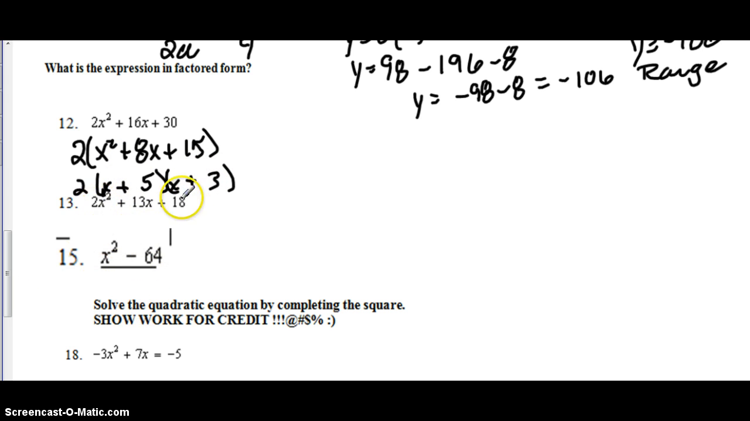The next one here, can we factor anything out right away? No, so we have to multiply the head times the butt, find factors equal to gut. So we need to find factors of 36 that add up to 13. Well, let's see here. How about 2 and 18? That won't do it. How about 9 and 4? That's going to get us to 13. So all we're going to do is rewrite that 13x with 9x and 4x.